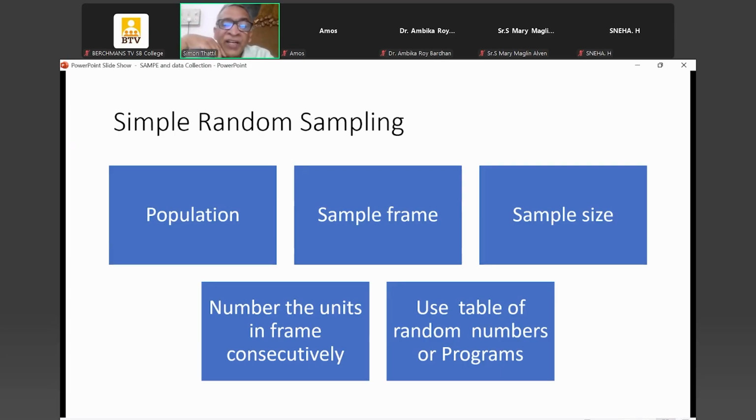Now what I'm doing, I number the units in the frame consecutively. That is, these 8,000 students who are there in the frame are consecutively numbered 1, 2, 3, 4, 5 up to 8,000. And then I use tables of random numbers, or now you have softwares for that, to select 500 out of it. This is called simple random sampling. That means every unit can get a chance. And when I'm picking 1, 2, 3, 4 like that up to 500, I believe that the variability in the population gets captured in the sample. That is simple random sampling.